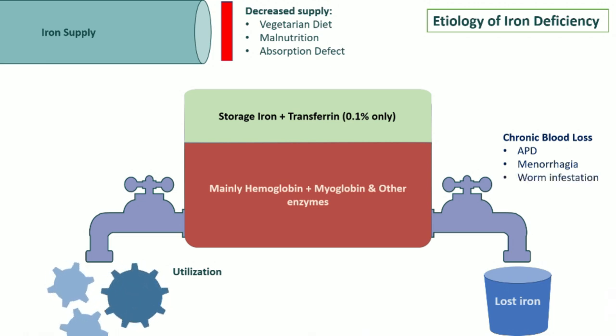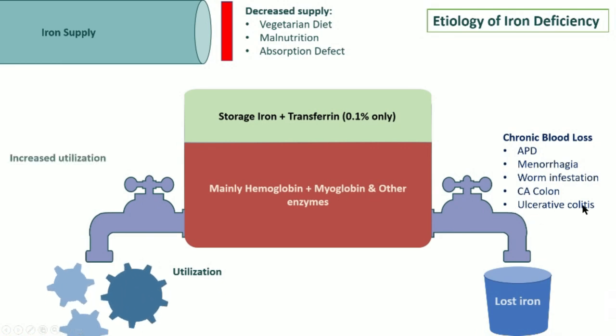Then worm infestation. For example, there is a worm called Ancylostoma duodenale. This worm lives in the intestine of the body, and it sucks the intestinal blood and feeds on it. So if this condition is chronic, it can lead to iron deficiency. And in old persons, especially in old men, carcinoma of the colon could be a cause of blood loss, which will lead to iron deficiency. And there is also blood loss in severe cases of ulcerative colitis.